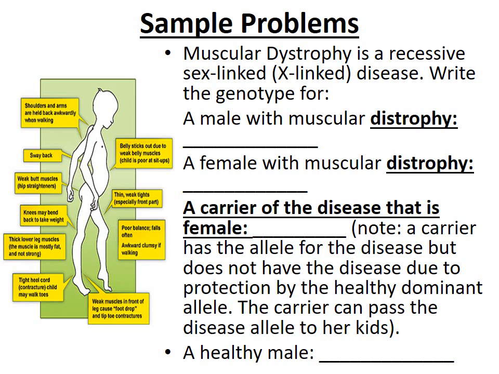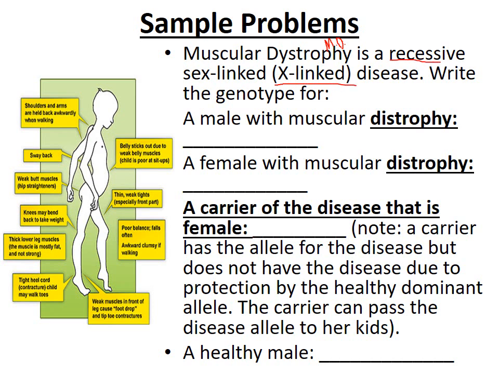So here's another example of a sex-linked disorder. We'll go through it together. You can try it yourself, see if you have the right answers as I go through it. So muscular dystrophy, we'll sometimes call it just MD, is a recessive sex-linked disease. It's an X-linked disease specifically, and it's recessive.